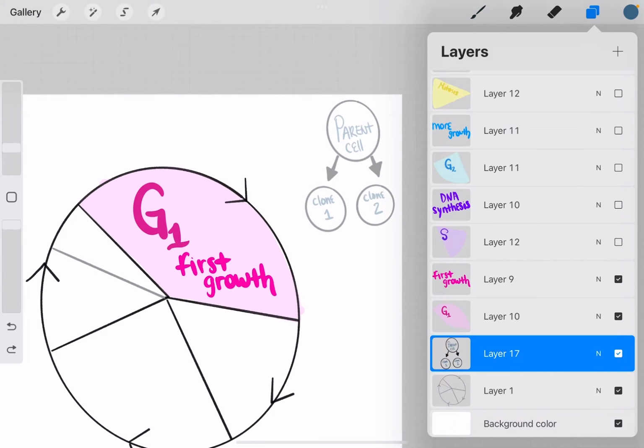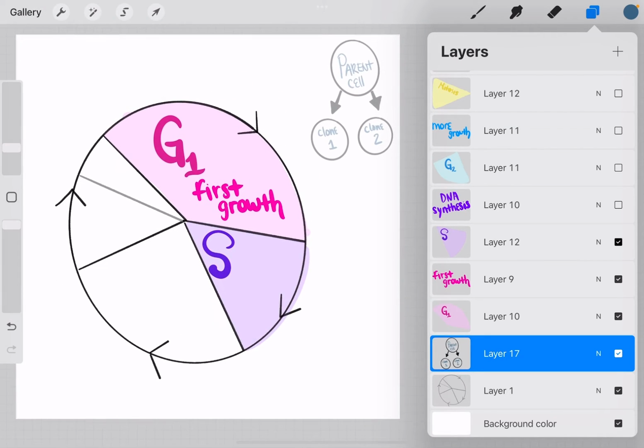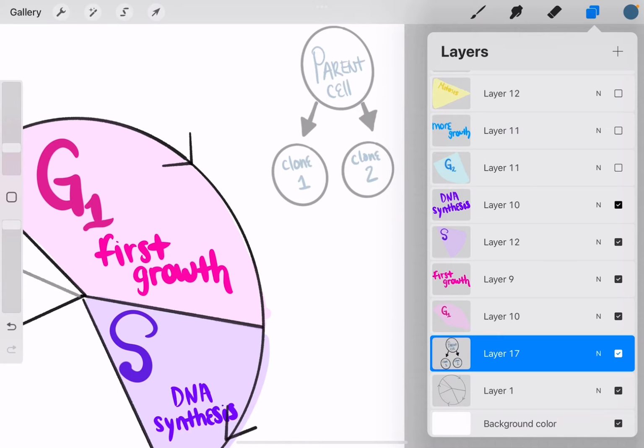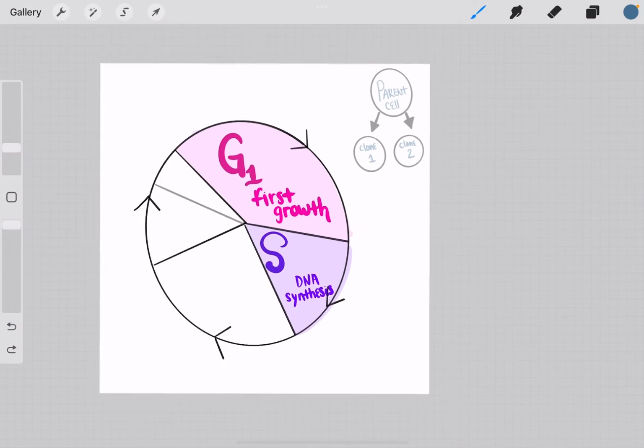Okay? The next part of that is the S phase. The S phase is the synthesis of DNA. So that is when the DNA gets copied. And again, that makes sense because if you have a parent cell and you're going to split off into two cells, before you do that, you have to duplicate every single chromosome. That way, whenever the cell actually splits, there will be enough DNA for both of the clones.